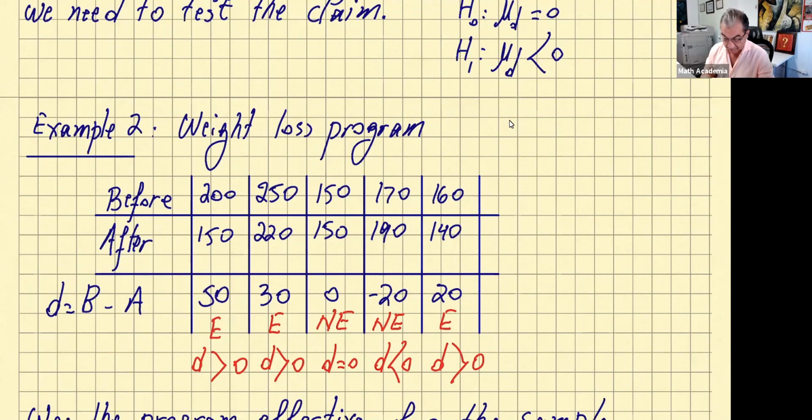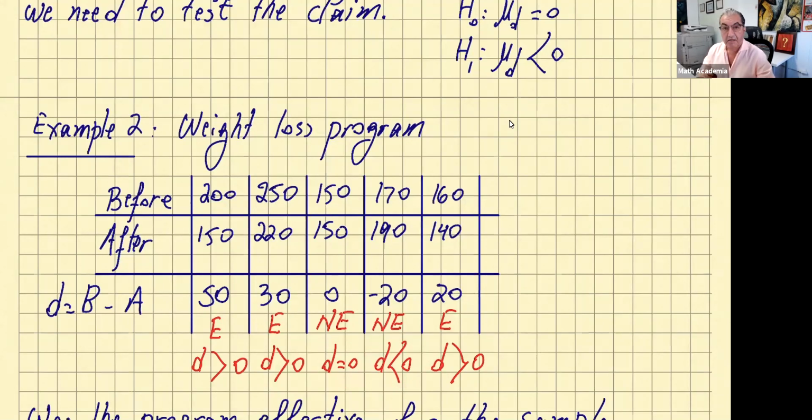250 minus 220 is 30, which is positive, so it was effective for the second person. A person comes 150, 150, nothing happens, so not effective for this one because the difference is 0. That person comes, it was 170 before and 190 after, so not effective whatsoever, and the difference is negative. And finally, the last person was weighing 160 before the program and 140 after, so you can say, yes, it's effective. But please check the sign of the differences. Positive is effective, and I put it for you here, and 0 or negative is not effective.